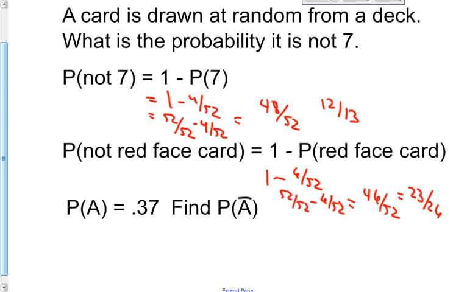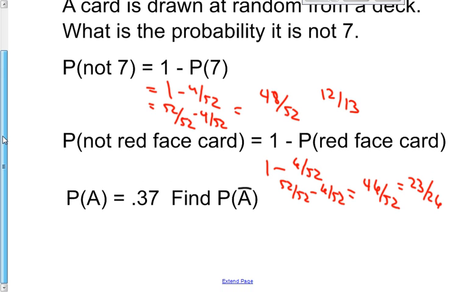And the other way you could see your answers is in decimal form. If the probability of A is 0.37, what's the complement of A? Well, you're still going to do the same thing. Your complement is 1 minus the original. And they gave you the original. The original is 0.37. What's 1 minus 0.37? Complement would be 0.63. Okay?